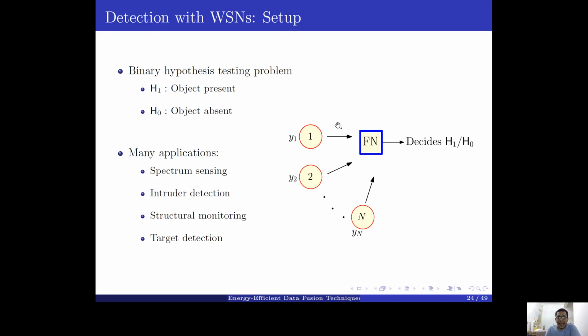Such a framework has several practical applications, which include spectrum sensing in cognitive radio networks, in which H1 can denote the presence of the primary signal and H0 its absence. Another is target detection, where H1 can denote the presence of the target and H0 its absence.